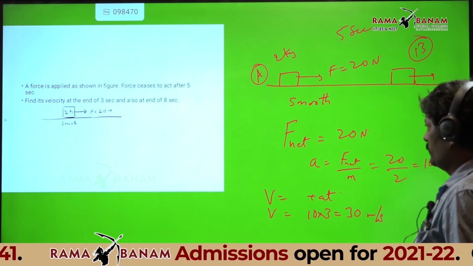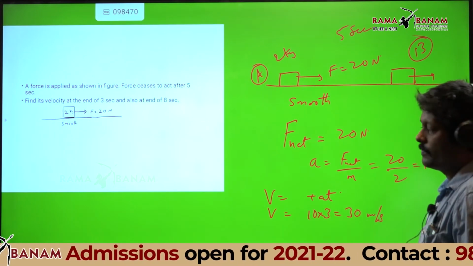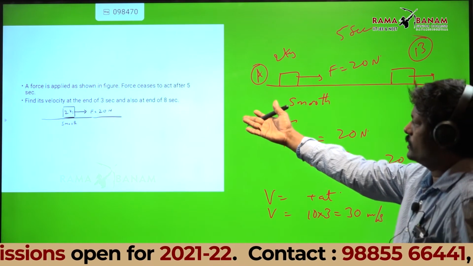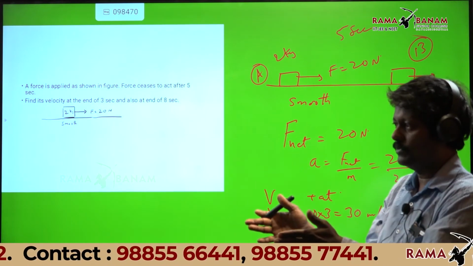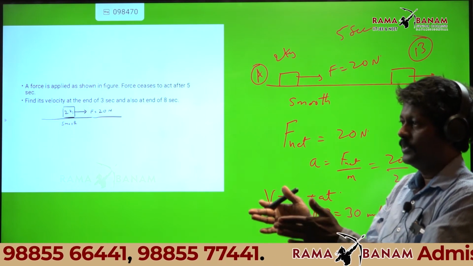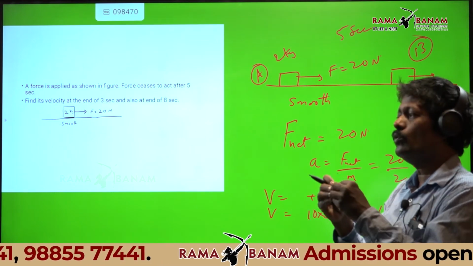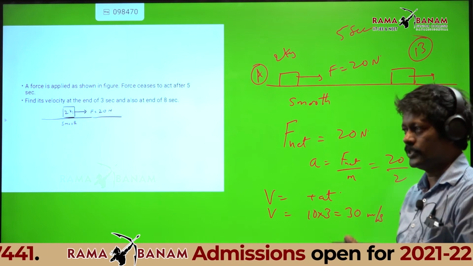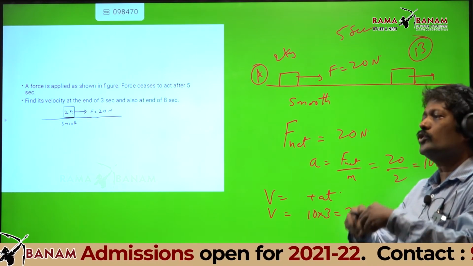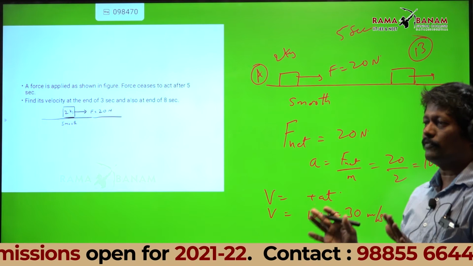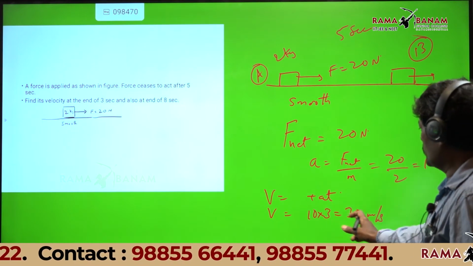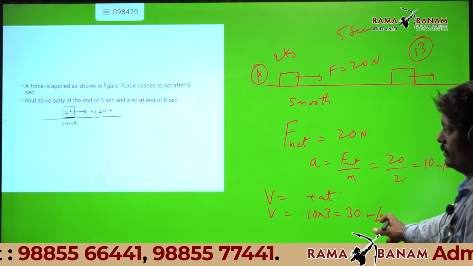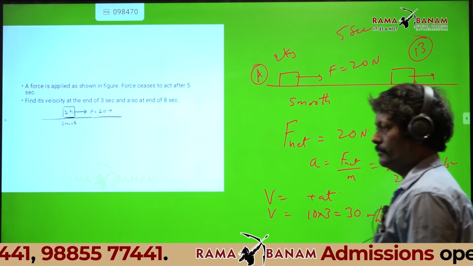Sir, here u is equal to 0, sir. Yeah, because the body is on the floor. It's from rest. The body starts from rest. Very good, very good. Because if I don't mention anything about initial velocity, you should understand that it is starting from rest, that's all. So u is 0. So what is the velocity? 30 meters per second. Write down till there first.